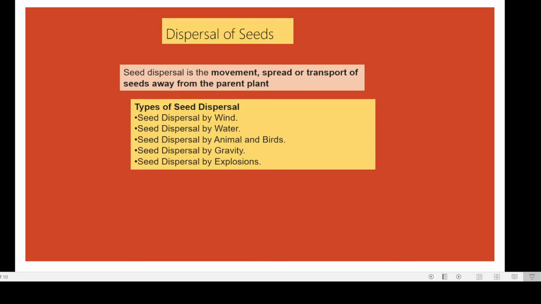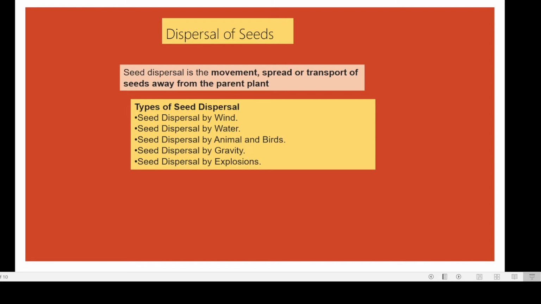Next, let us understand the dispersal of seeds. What is dispersal of seeds? Seed dispersal means the movement, spread or transport of seeds away from the parent plant. What kinds of seed dispersal may there be? It may be done by wind, by water, by animals and birds, through gravity, or through explosions.